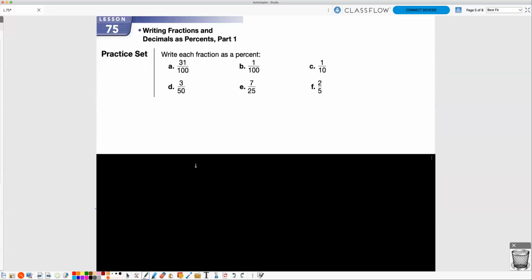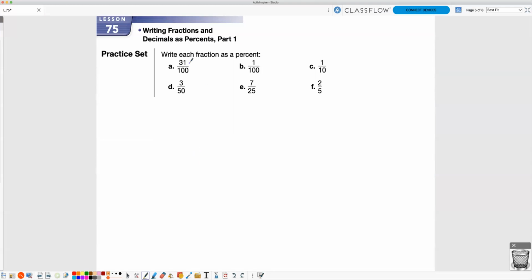All right, so let's try some of these. Write each fraction as a percent. Letter A, 31 hundredths should be 31%. Letter B, 1 hundredth should be 1%. Letter C, 1/10. This may have fooled you if you didn't recognize that you have to have an equivalent fraction to 1/10 with a denominator of 100. 10 times 10 is 100. 1 times 10 is 10. This would be 10%.